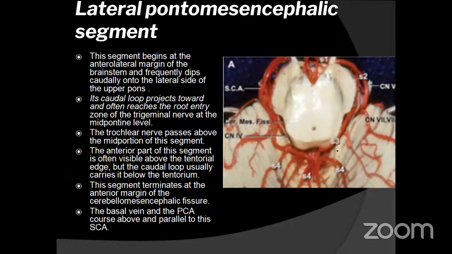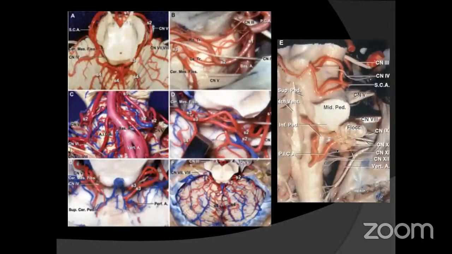So after discussion of all four segments of the SCA, let's move on to some dissections before we go on to bifurcations. As we can see here in diagram A, the basilar artery gave rise to the SCA. The first part of the SCA that is running anteriorly is the S1, and the oculomotor nerve is seen passing above it. S2, or the lateral pontomesencephalic segment, runs laterally. We can see cranial nerve 4 associated with it here, this one. S3 runs in the cerebellomesencephalic fissure, and S4 supplies the cortical surface.